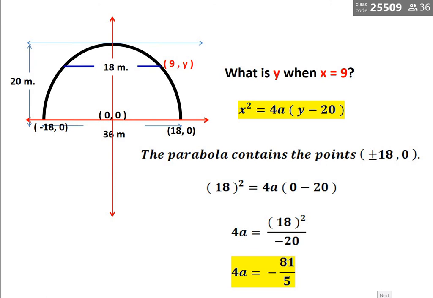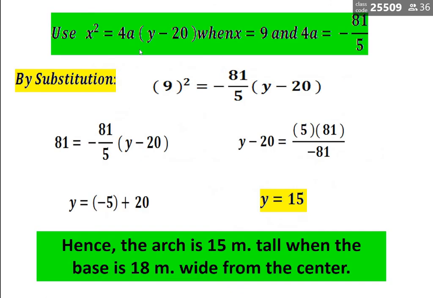Then 4a equals negative 81 over 5, reducing it. Use x squared equals 4a times the quantity (y minus 20) when x equals 9, and 4a is negative 81 over 5. By substitution, x squared this time is 9, so we inject it here. Then 4a is negative 81 over 5, then copy y minus 20. 9 squared is 81, which equals negative 81 over 5 times the quantity (y minus 20).